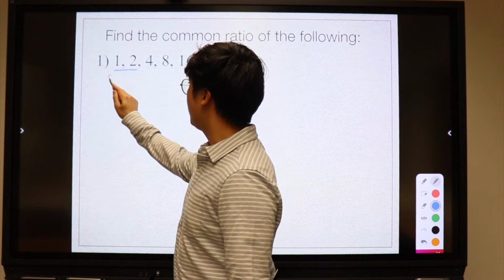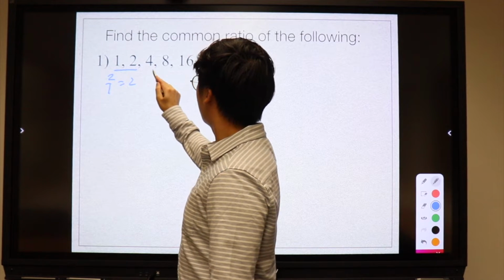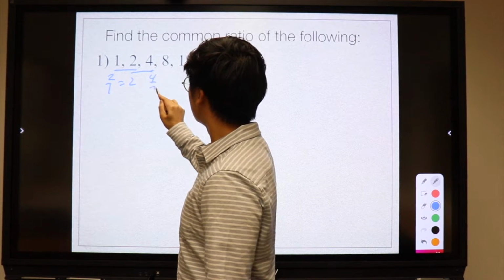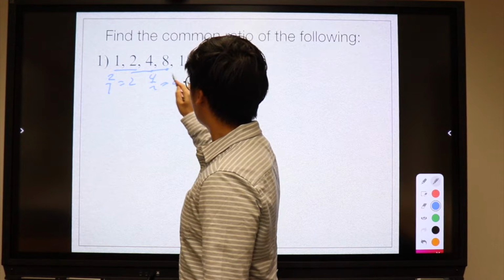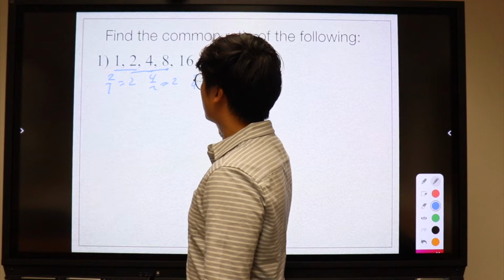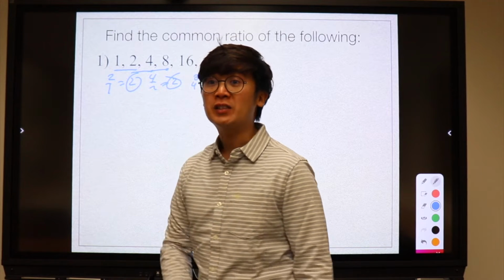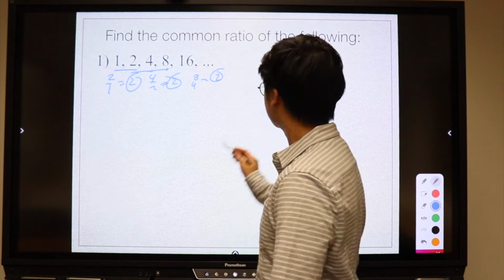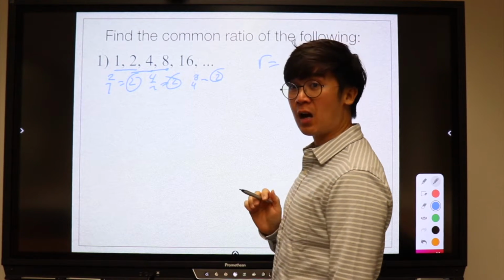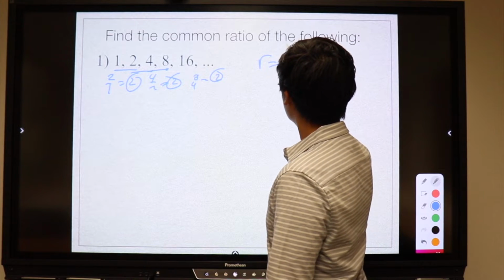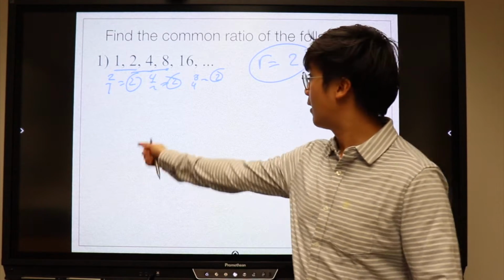2 divided by 1, 4 divided by 2, 8 divided by 4. So they're all the same, right? So is this a geometric sequence then? Yes. And what is the common ratio? 2. What do you notice about the sequence?